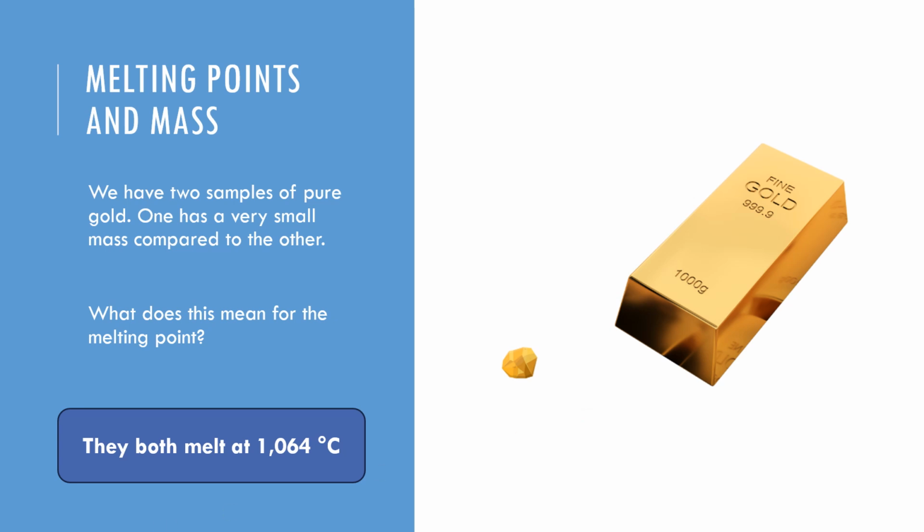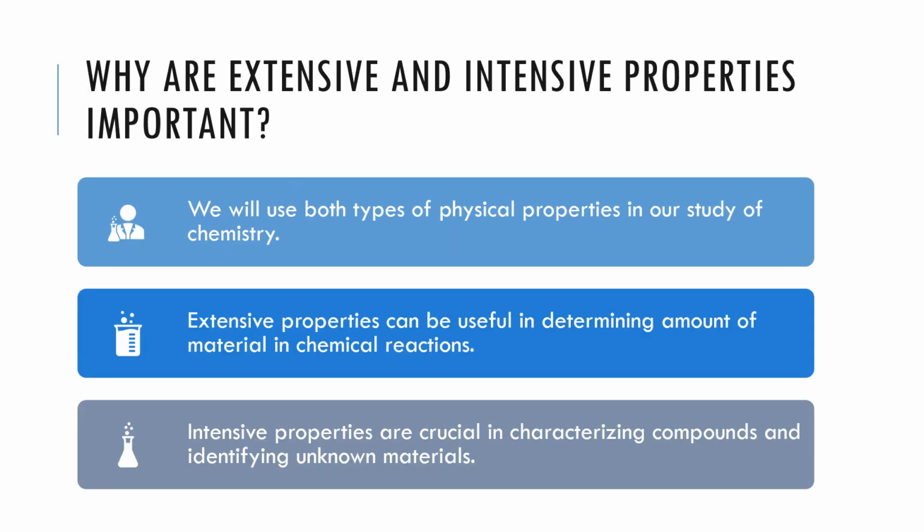So I'm going to talk a little bit about what we use these extensive and intensive properties for, and I think I just gave a little bit of a hint of one thing we can use it for. We will use both types of physical properties in our study of chemistry. We'll talk a lot about the extensive and intensive properties of various compounds and elements throughout our study of chemistry. Extensive properties can be useful in determining the amount of material in chemical reactions. We'll see things like grams and moles in our study in first semester, and we'll talk about how these are important in chemical reactions and what we can use these to predict.